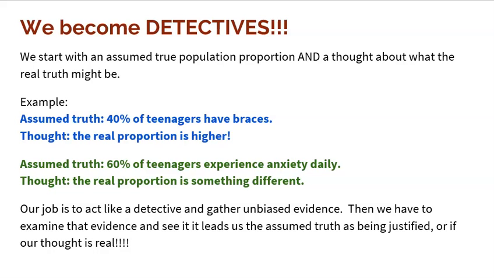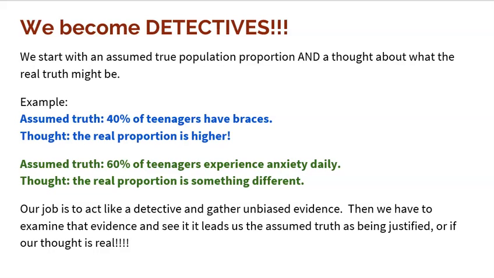So in the examples that we just looked at, in the first example, the assumed truth is that 40% of teenagers have braces. My belief, my thought is that it's higher. In the last example, the assumed truth was that 60% of teenagers experience daily anxiety. I'm going to assume that to be true, and then my belief is that it's something different. It's not 60%, it's something different.